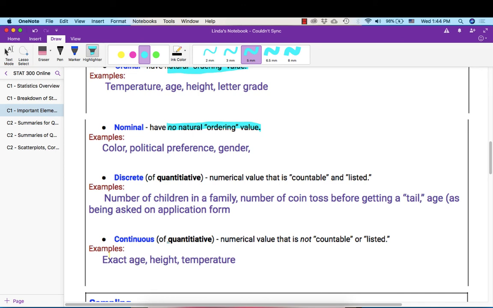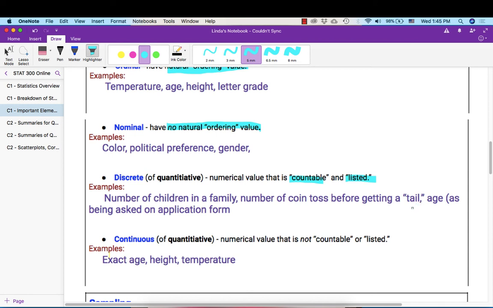Finally, two other terms we use to describe quantitative data. Discrete means that the numerical value is countable and listed, such as the number of children in a family. We don't say that a family has 1.5 children, or heaven forbid, half of a child. Other examples are the number of coin tosses before getting a tail, and age.